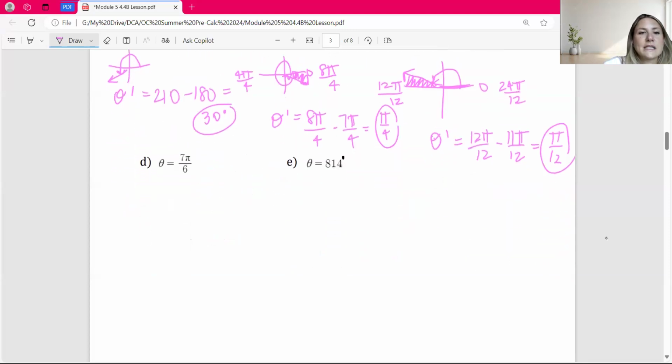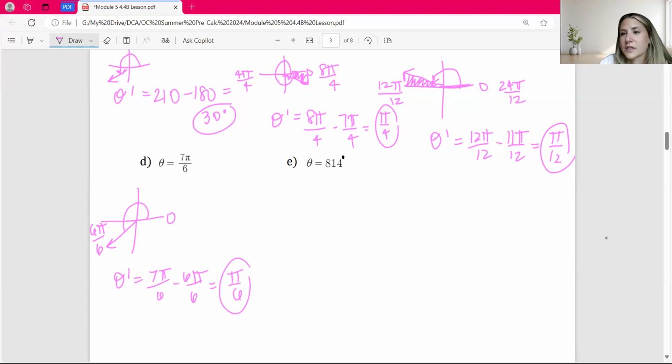Let's check out D, 7 pi over 6. I know this is 0. I know halfway around is pi, which is going to be 6 pi over 6. 7 pi over 6 is just pushed past pi. It's going to push it right into the third quadrant. So now that visual helps me see that for my reference angle, I'm going to do 7 pi over 6 minus 6 pi over 6. So my reference angle is pi over 6.